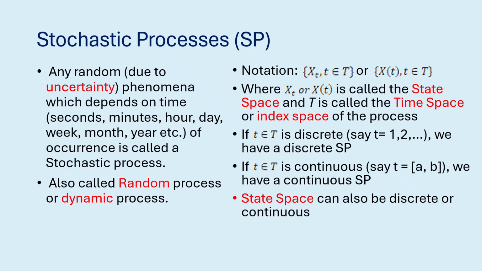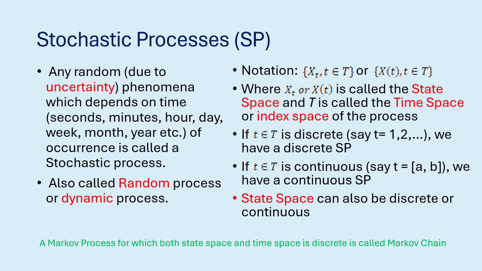These kinds of notations are generally used, where capital T is the time space and X_t or X(t) is called the state space. We can also see that both X_t and t can be discrete or continuous, discrete time, etc. A Markov process for which both state space and time space are discrete is called a Markov chain.